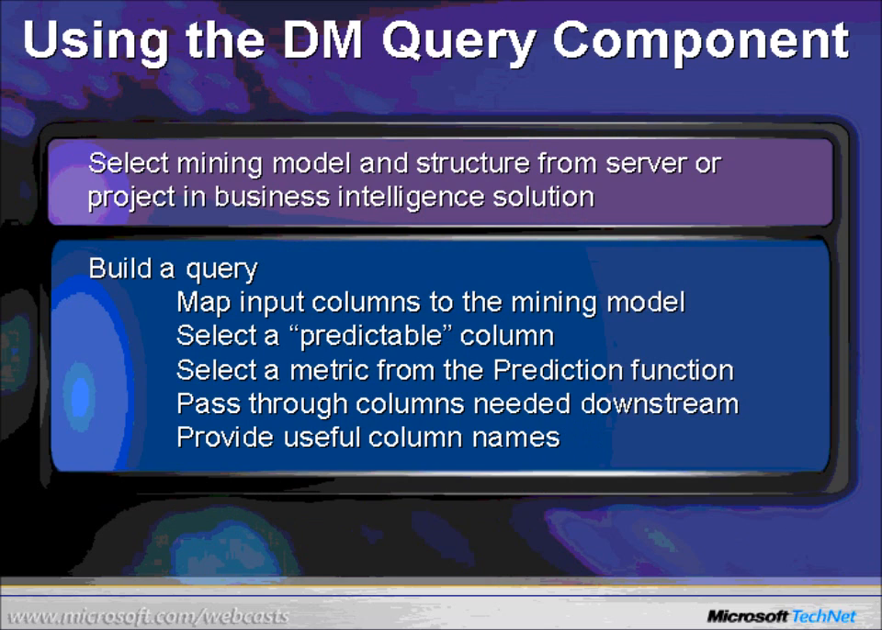First, you need to select the mining model and structure. You need to select these either from an Analysis Server where they are deployed or from an Analysis Services project in your business intelligence solutions. Once you've selected the mining model and structure, you need to build a query with the Data Mining Query Language. The Data Mining Query Language is straightforward, and within BI Development Studio, you have a visual query builder, which allows you to map the data input columns to the mining model. When building the query, you also have to select the predict column. This is the value you're trying to predict based upon the existing data. For example, you might want to predict which people on a mailing list are likely to buy bicycles based upon what you already know about the people who've purchased bicycles before.